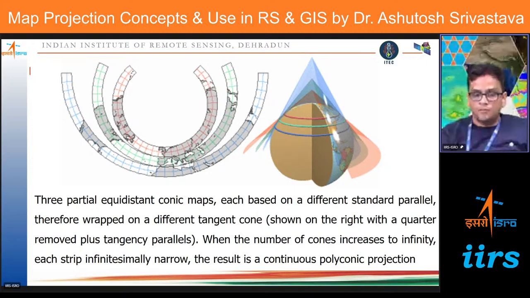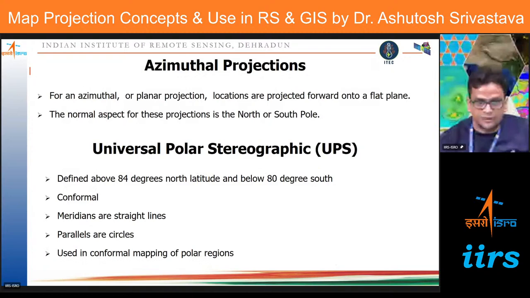So in this type of map that we can see here, when the number of cones increases to infinity, each strip will be infinitely narrow, and the result is a continuous polyconic projection. This projection will try to preserve the properties. I will not say 100% of all, but definitely it will try to preserve the properties, whatever we have discussed.